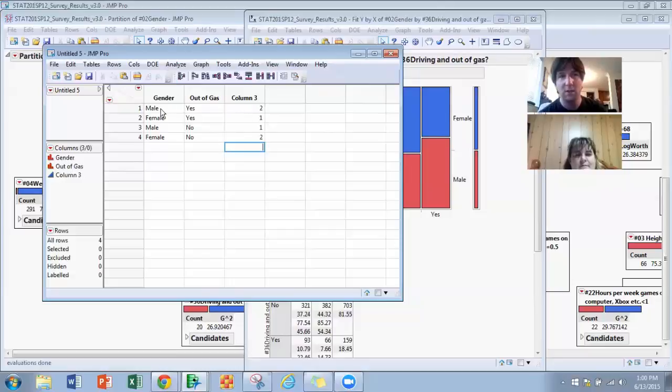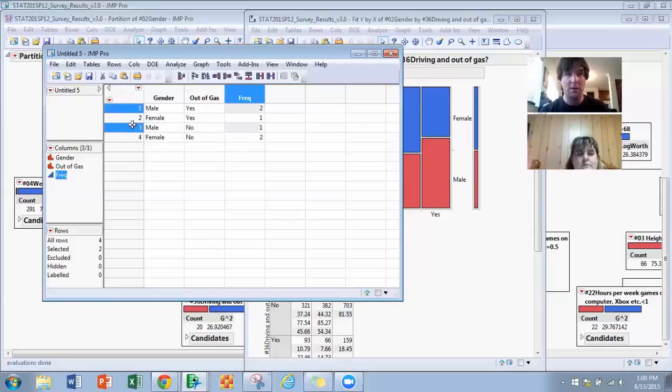If you look, there are 3 males total, and this is just the frequency. You won't have to do stuff like this on the test, no worries. This is just a data set of how many people have answered this question. Male, yes: there were 2 people who said, I'm a male and I've run out of gas. There are 6 total people in this data set. There are 3 total females, because you'd add up both these columns, and 3 total males. 3 people have run out of gas, and 3 people have not.